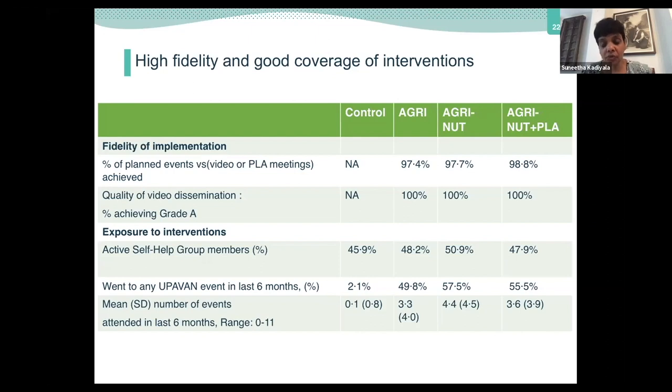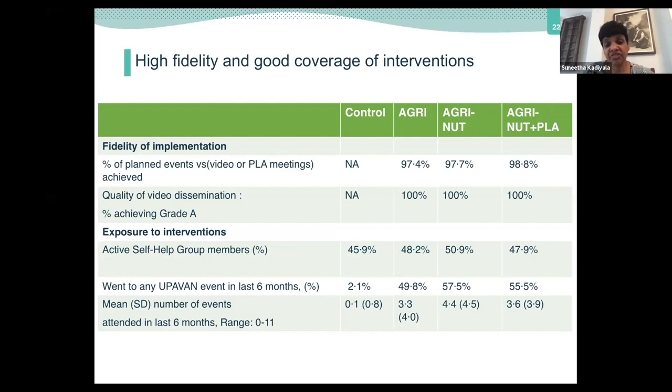Obviously, this was not always the case. So this comes back to how ongoing program improvements through monitoring systems are important. When people were doing a grade B or not doing so well on certain aspects, even within each of grade A or grade B, they were given training, refresher trainings, and supportive supervision to help improve the quality of the dissemination. And we found that about 50% of the mothers were active in the self-help groups.